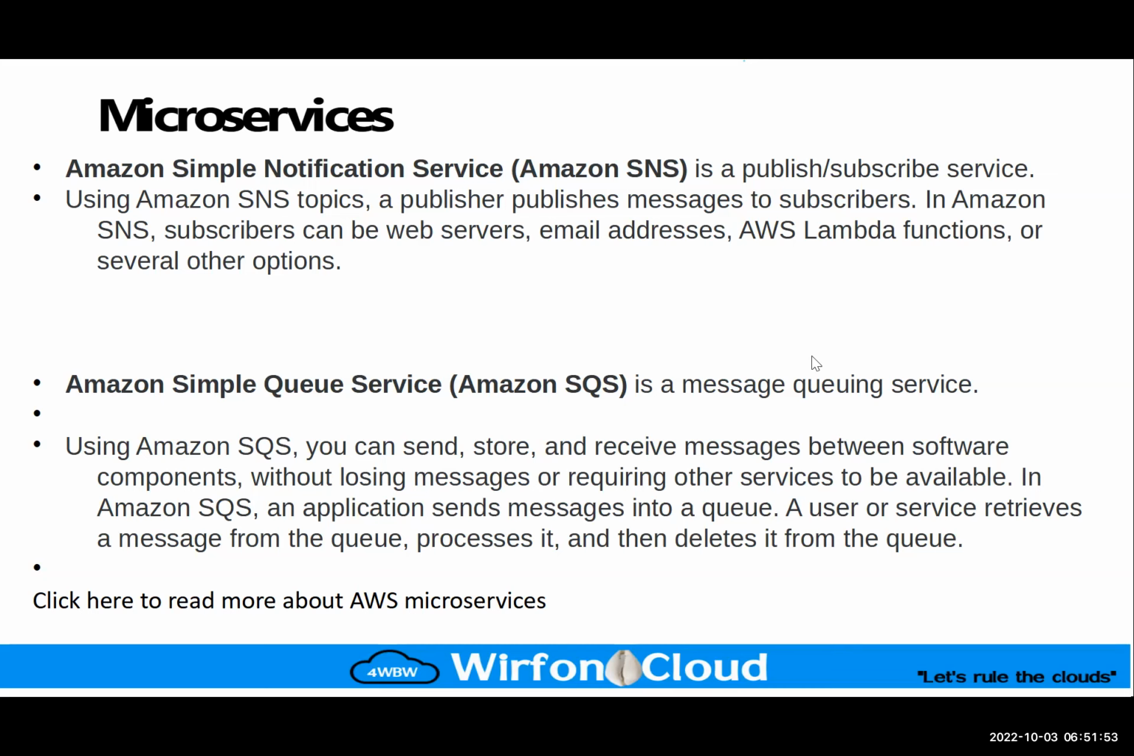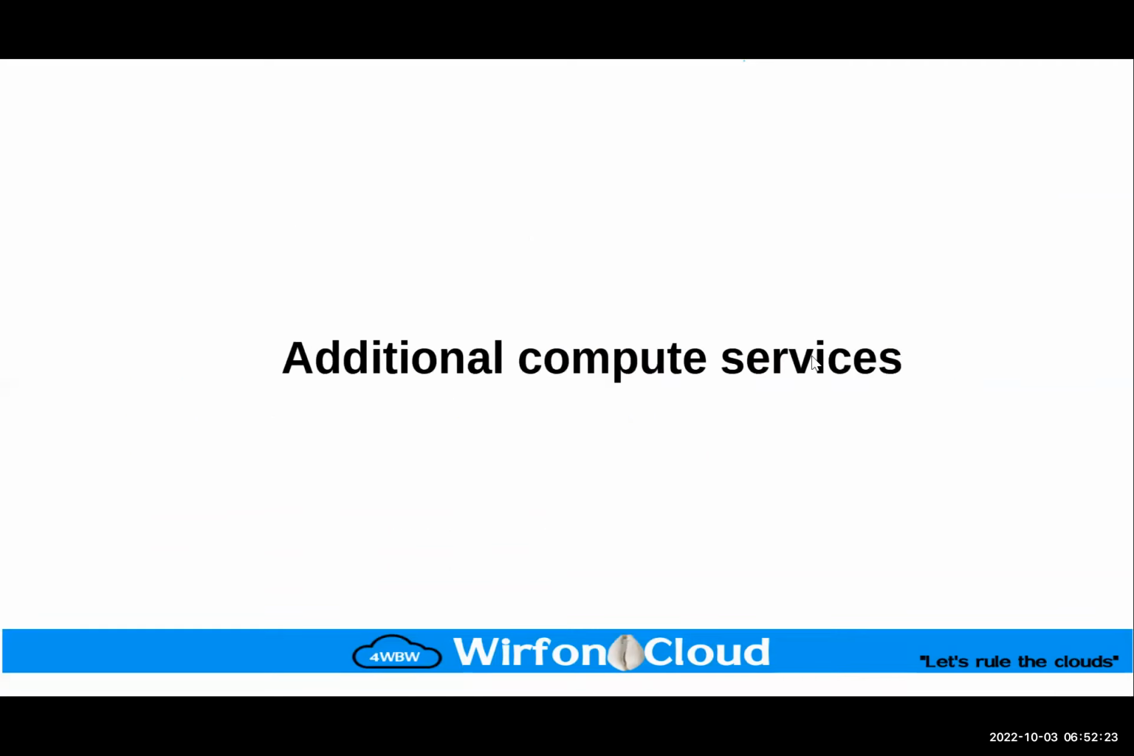And in Amazon SQS, an application sends messages into a queue. A user or service would receive a message from the queue, process it, and then delete it from the queue. So SQS is used again to decouple applications. So it makes the components loosely coupled. So because of this, if one component of your application fails, the whole system does not fail.